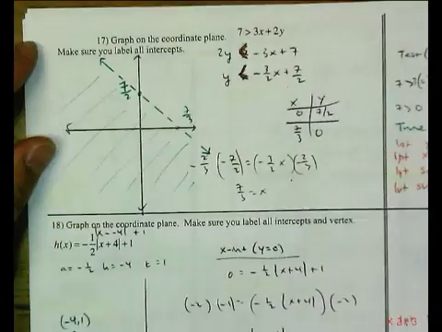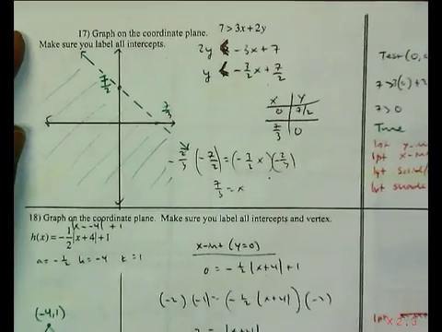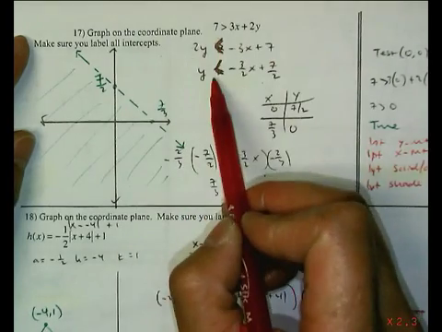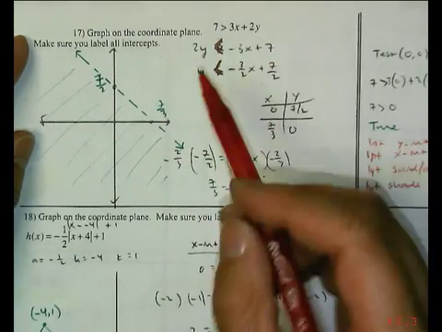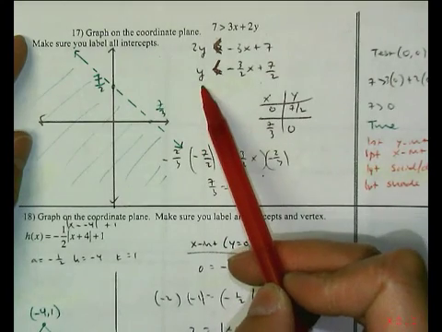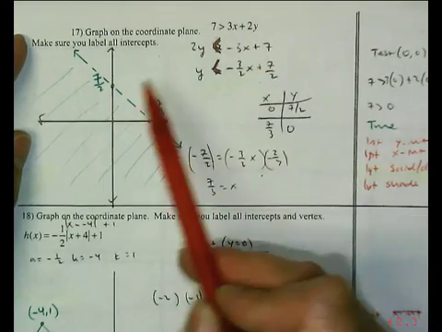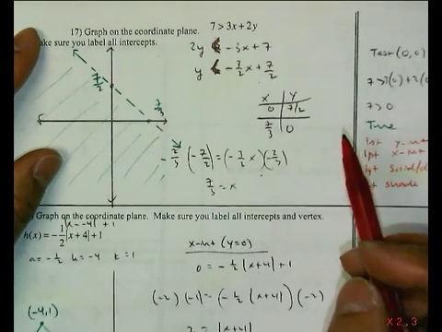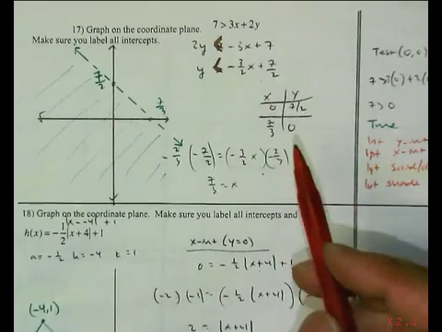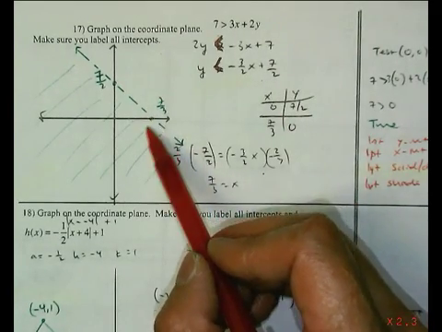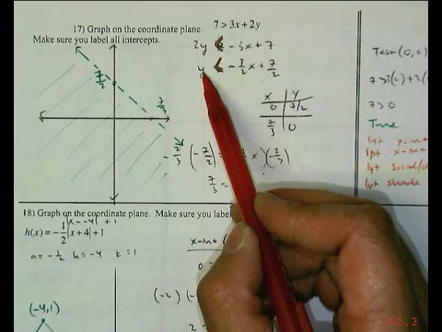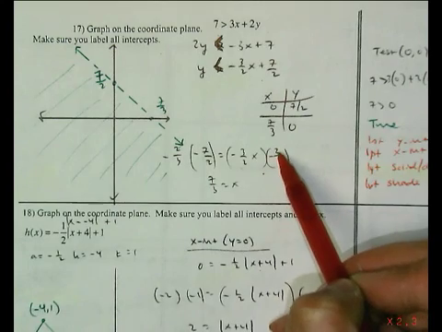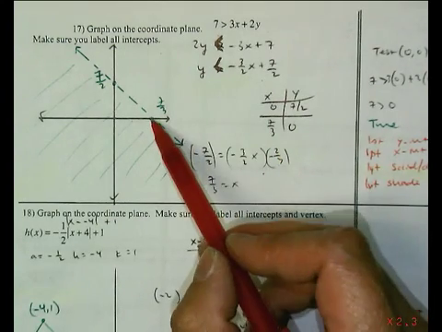Question number 17. Graph on the coordinate plane. Make sure you label all your intercepts. I have a lot of students missing this question, is that they can actually graph this, but they don't recognize that the inequality is shading. So again, slope-intercept form. 7/2 is my y-intercept. To find your x-intercept, you're making y equal to 0. Subtract that, you get negative 7/2. To get rid of this reciprocal, multiply by negative 2/3, and you'll get x equals 7/3.